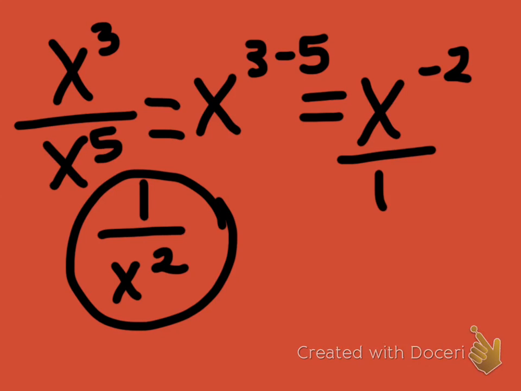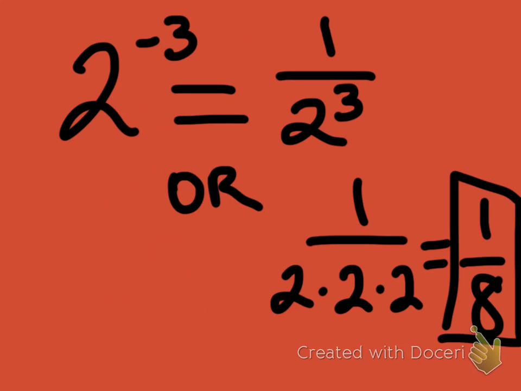If we place that over 1, because any number or variable that we are given, if it does not have a denominator, can always be placed over 1 because it does not change its value. Because when we do that, to get rid of the negative exponent, what we do is we flip what is given to us. So it becomes now 1 over x to the second power.